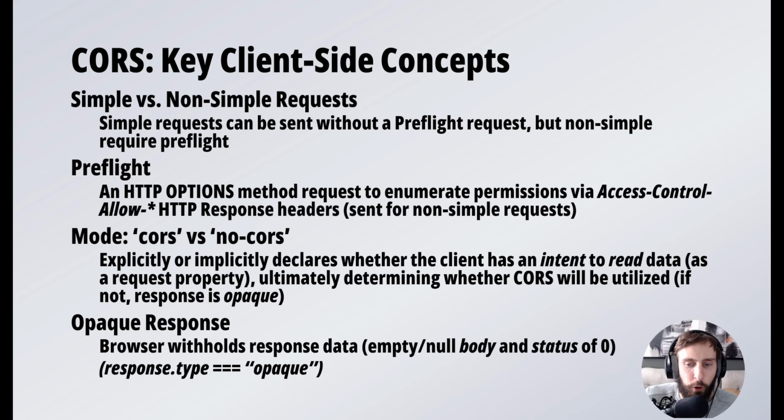And if CORS is not utilized, the response is recognized as opaque. So an opaque response is one where you're not permitted to read, right? This is a cross-origin request where you haven't been blessed with the permissions of CORS to read that data. As a result, the response data is empty, like the body is empty if you try to read it. The status is 0. The response type is set to opaque. The browser is trying to really enforce that isolation so you can't infer any data from that response that might let you learn something sensitive that you shouldn't be able to.